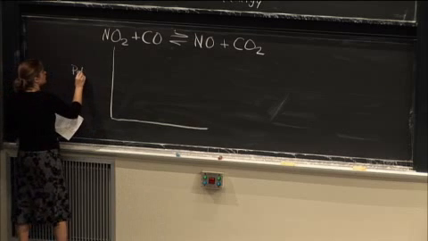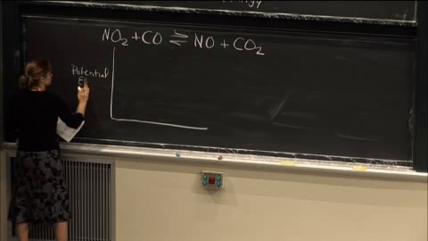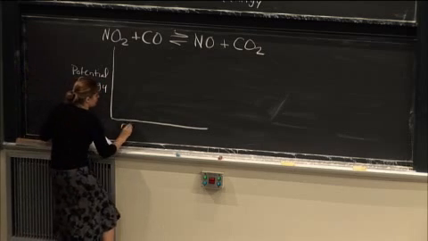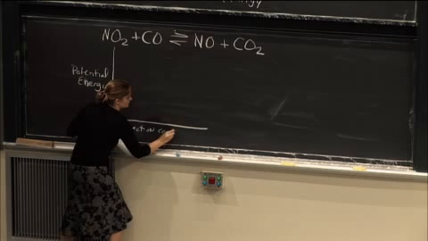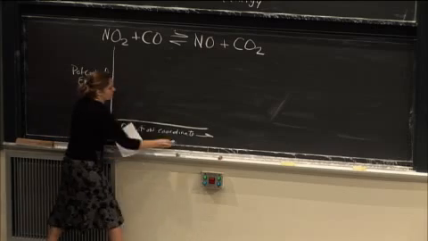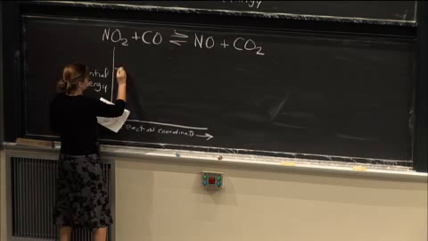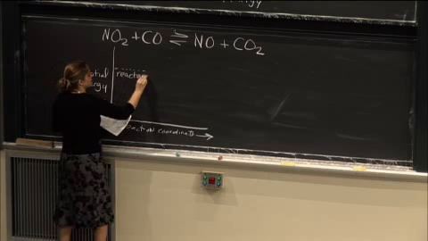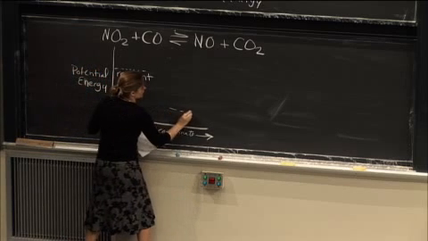And we have potential energy on one axis. And on the other, we have what's called a reaction coordinate. And so the reactants are going to have a certain amount of energy. So our reactants are going to have some amount of energy, and our products will have some amount of energy.